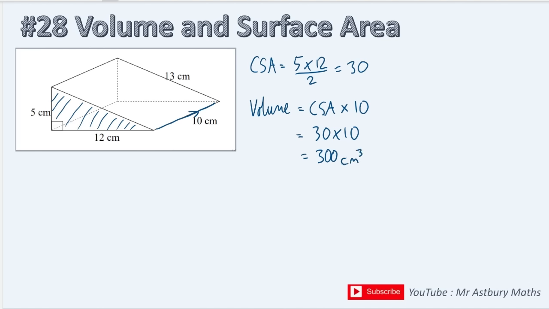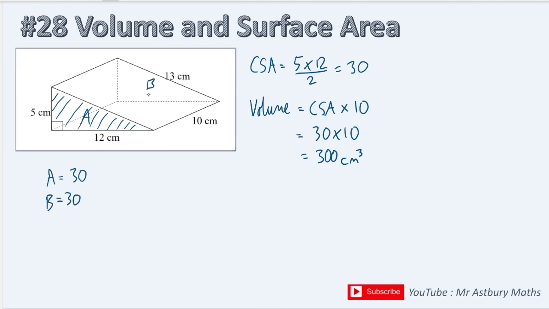Okay, now I need to work out the surface area, which is the total area of all of, in this case, the 5 surfaces. So I've already worked out the area of the triangle. I'm going to call that face A. I know that's equal to 30. And then I know that there's a face on the back which is exactly the same. So B is equal to 30.